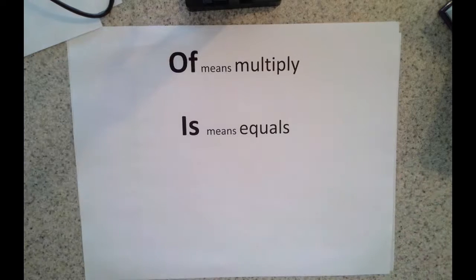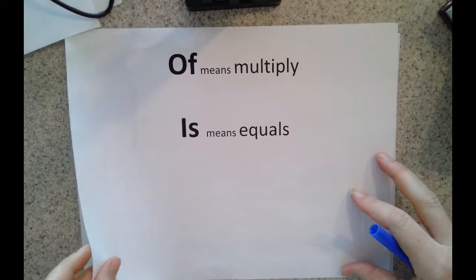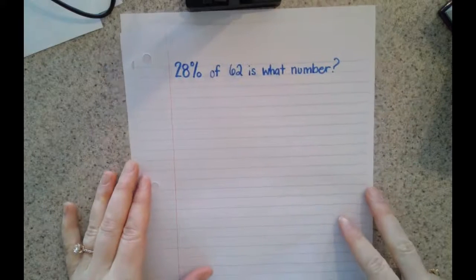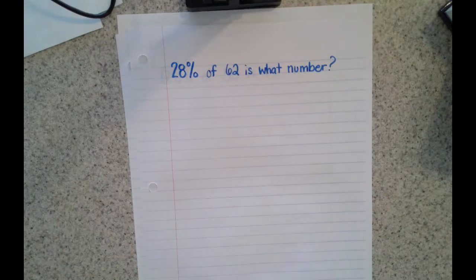Second thing that we went over yesterday, oftentimes when you're doing a math problem, the word of means multiply, and the word is means equals. Keep that in mind as we do this next example problem. 28% of 62 is what number?